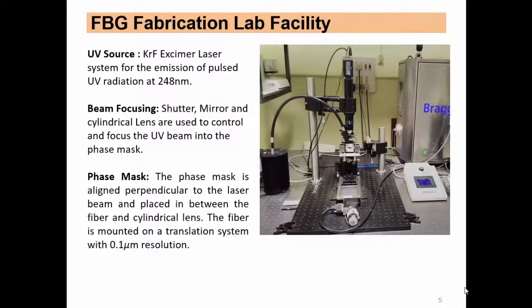And this is the fabrication facility at the Indian Institute of Science, where we are fabricating FBG sensors. We are using a krypton fluoride excimer laser, a 248 nanometer UV laser, and the phase mask technique for fabricating the FBG sensors. For each FBG sensor with a different pitch, we use a different phase mask.